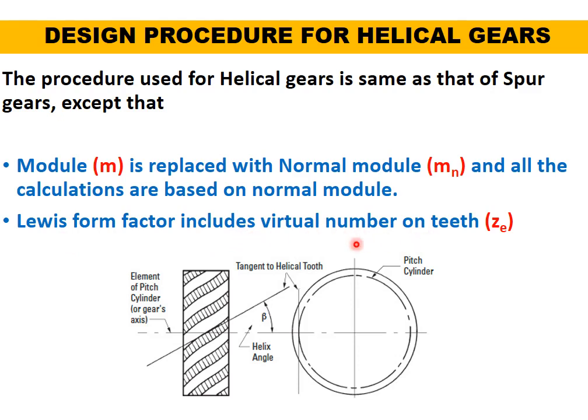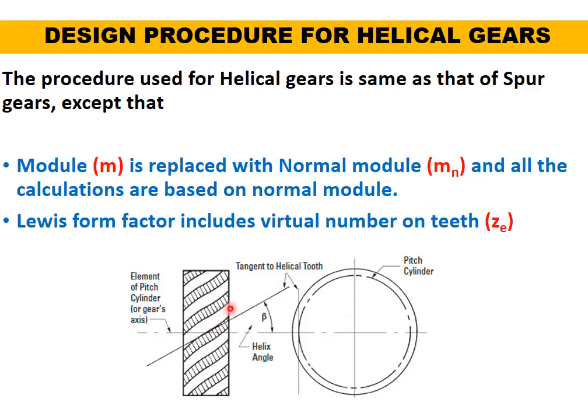There, the Lewis form factor Y will consider the factor of number of teeth: Z in spur gears and Ze in helical gears. There is a minor change in that. Only these are the two major changes in the design procedure. The rest of the procedure remains the same as that of spur gears.